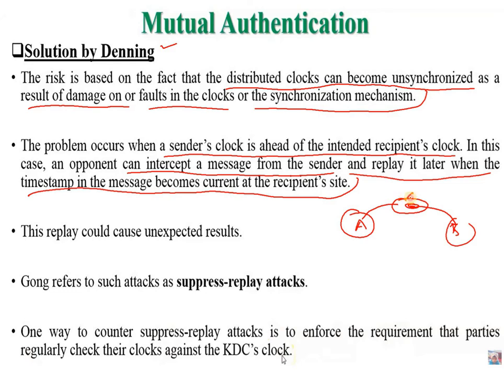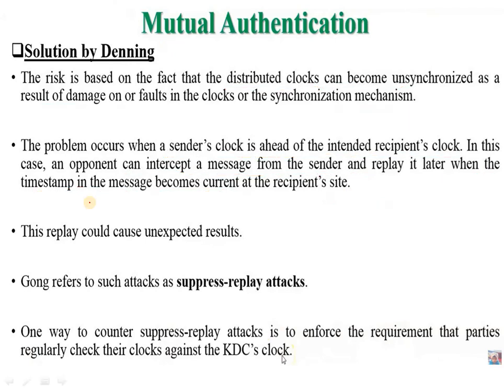So the attacker can easily copy this message and wait until the recipient's timestamp becomes correct. Once the recipient timestamp becomes correct, he will share the message. Now what will the recipient think? The recipient will think that the message came from the original sender. But here it has been sent by the opponent. So this is the problem with the Denning protocol.